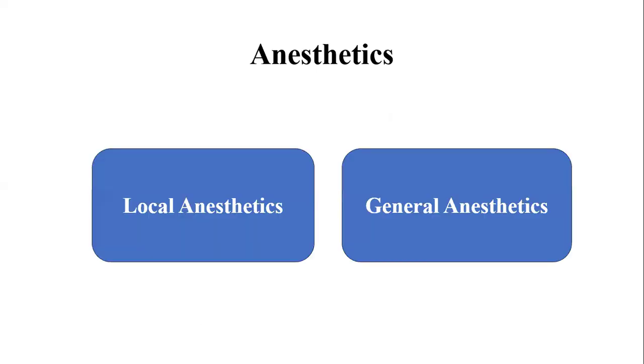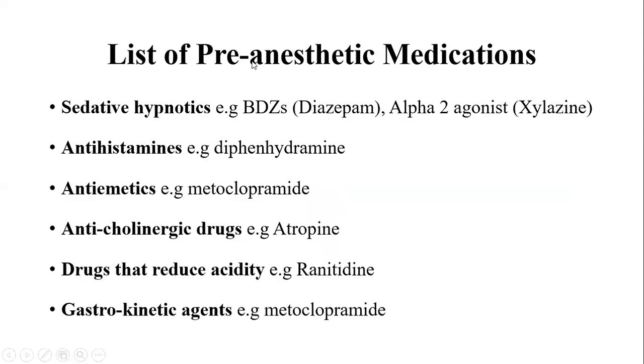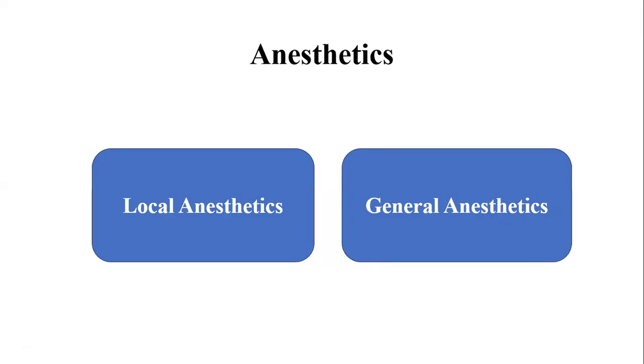Then the next question that comes is the anesthetic medications. These were the pre-anesthetic medications. Now we are going to discuss the anesthetic medications. There are two classes of anesthetic medications. One is local anesthetics and the second one is general anesthetics. Local anesthetics only reduce the pain, but they do not cause unconsciousness. General anesthetics reduce the pain as well as cause unconsciousness in the animal. So that is the basic difference between local and general anesthetics.